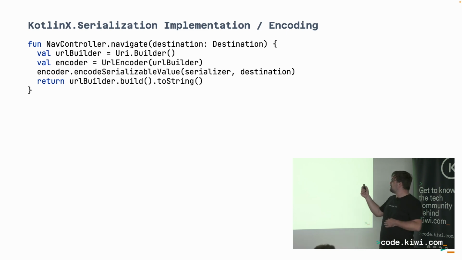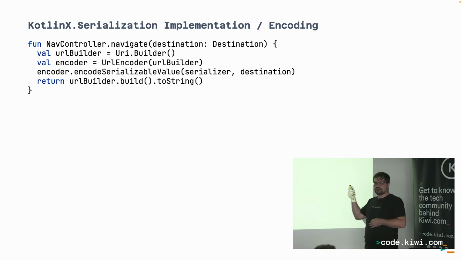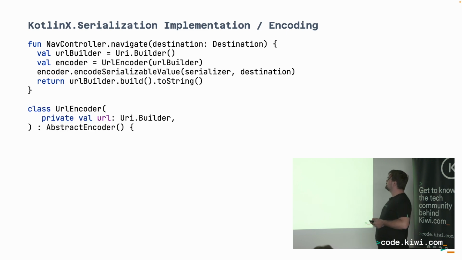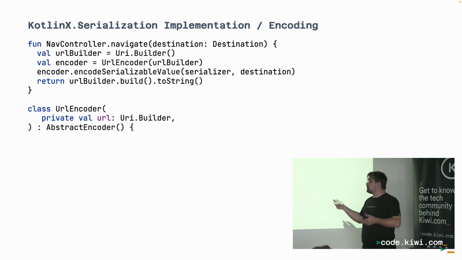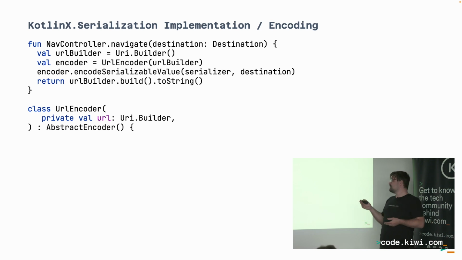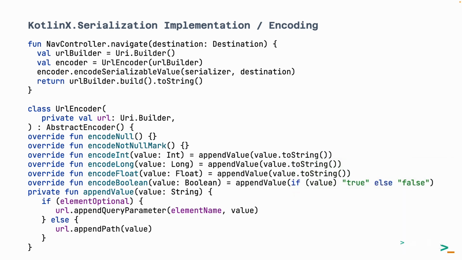And the URL encoder takes the serializer with those metadata. Oh, there should probably be the serializer function call here. And the actual destination we want to convert. To create your own encoder, you can inherit from abstract encoder. And basically, it will allow you to override all those methods.